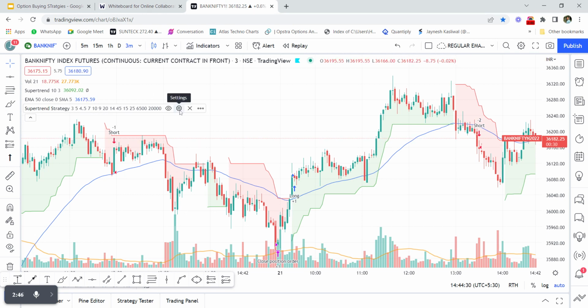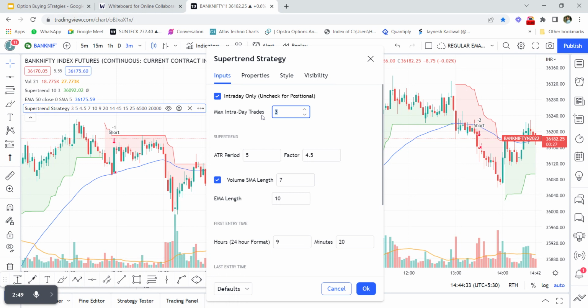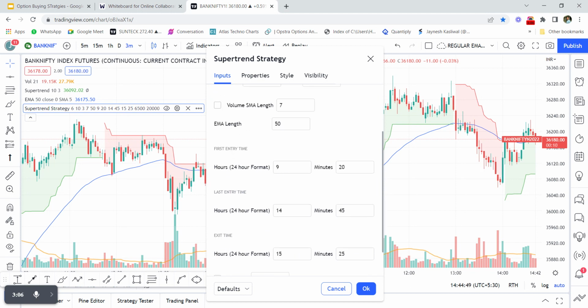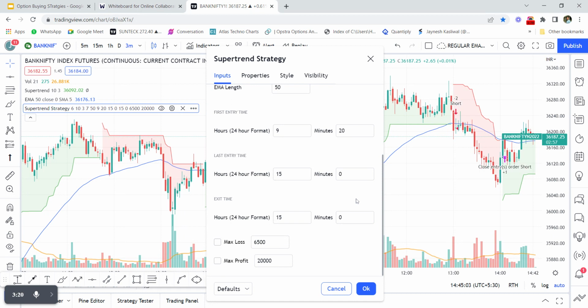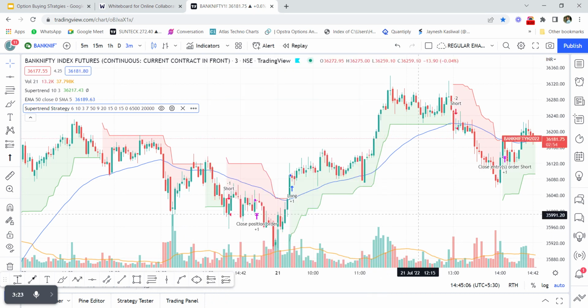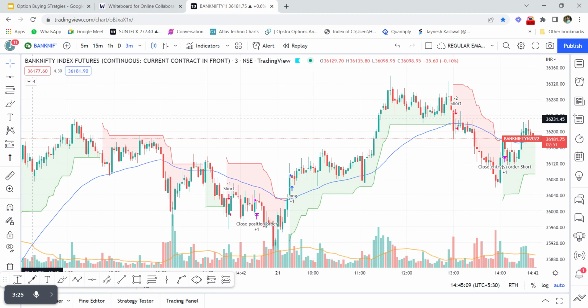Firstly, once you go to the indicators, you have to change the settings. So maximum intraday trades would be 6. The settings are 10 and 3, that is 10,3. We do not want to check the average volume, so we will not select that. EMA length is 50, that you have to check. Entry time is from 9:20, and the last entry time is 15:00. Exit time is 15:00. So we will not take any entries or exits after 3 p.m. Okay, once I change that, the indicator setup is ready and ready to roll, right?